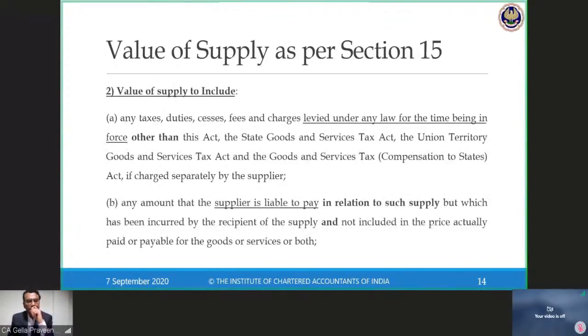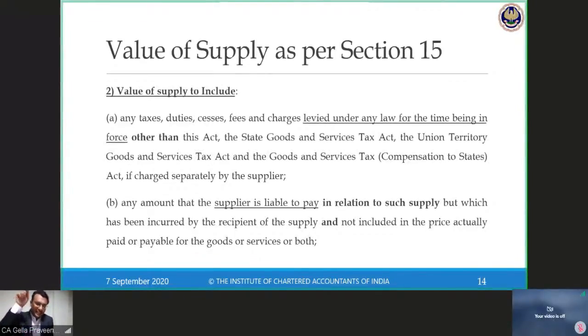Moving on further, section 15 subsection 2 clause B, the crux of the entire valuation. Example number 1: whatever we have discussed, and Srinivas, the question you have asked, that also is answered here. This says my inclusion is any amount that the supplier is liable to pay. Liable to pay for what? In relation to such supply.